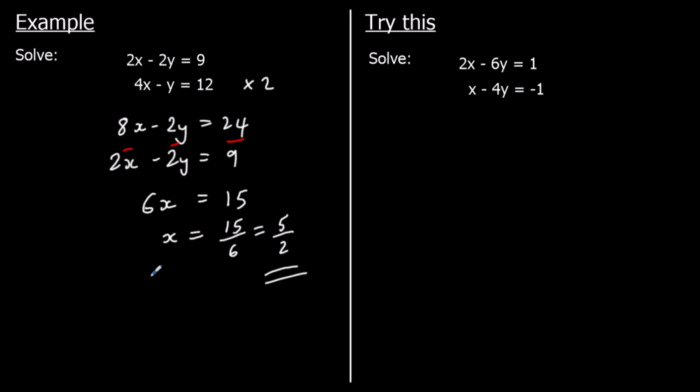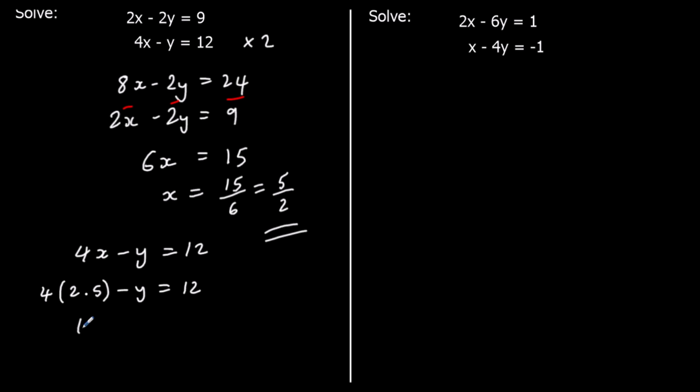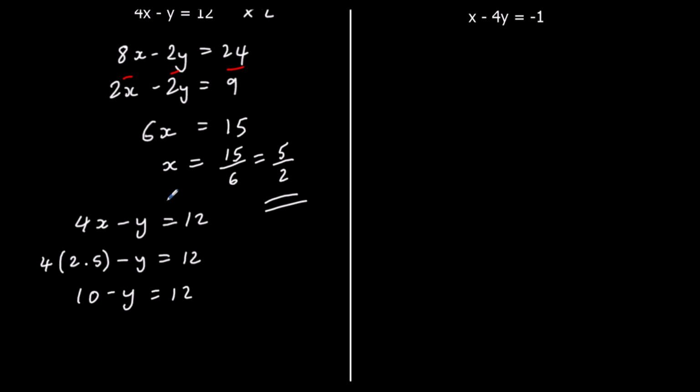So let's use that to find y. It doesn't matter which equation we use. I'll use the bottom one. So 4x minus y is 12. x is 2.5. So 4 times 2.5 minus y is 12. 4 2.5s are 10. So 10 minus y is 12.